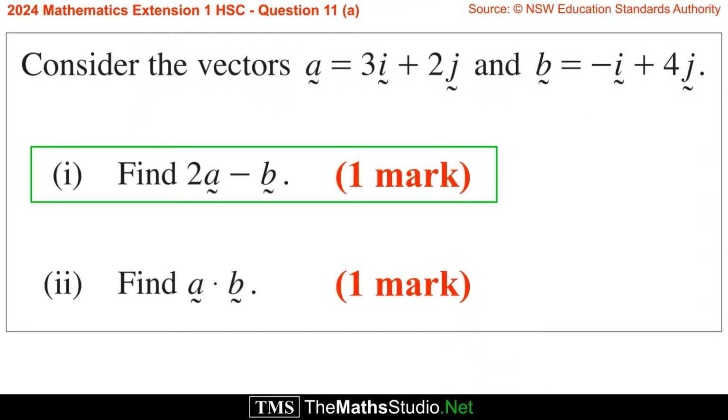Question 11, Part A. Consider the vectors. Vector a equals 3i plus 2j, and vector b equals negative i plus 4j. Part 1. Find 2 times vector a minus vector b.